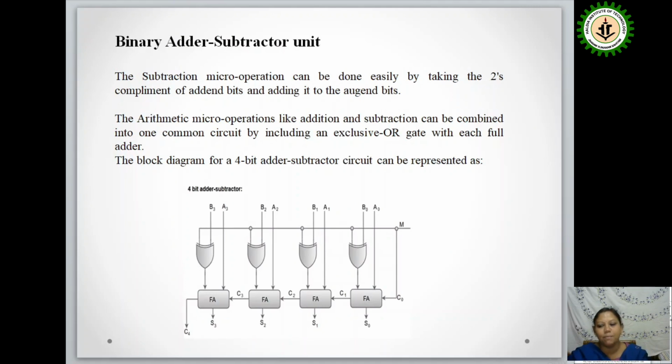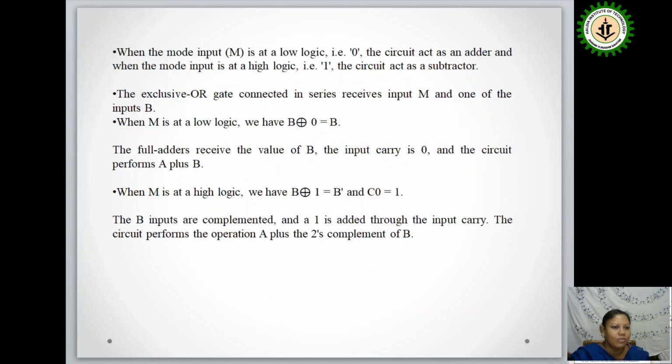Now the next one is the binary adder subtractor unit. In the binary adder subtractor unit, both the addition operation as well as the subtraction operation are performed in a single circuit. Here also we take a 4-bit adder subtractor unit. Along with full adders, some XOR gates are also required for the operation. Depending on the XOR output being 0 or 1, it is treated as an adder circuit or a subtraction unit.